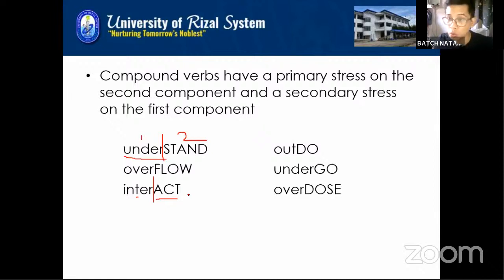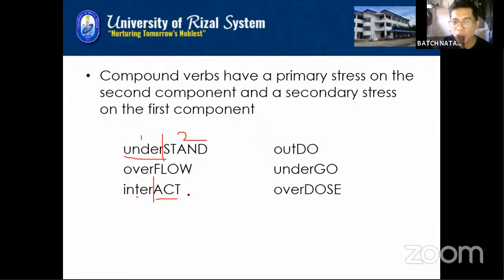Then we have the fourth word. We say outdo, outdo. Actually, you can try it even though you're muted. You can try it on your own. So repeat after me as I pronounce it, provided that you mute your audio. Do it on your own as I pronounce it. Outdo, outdo.